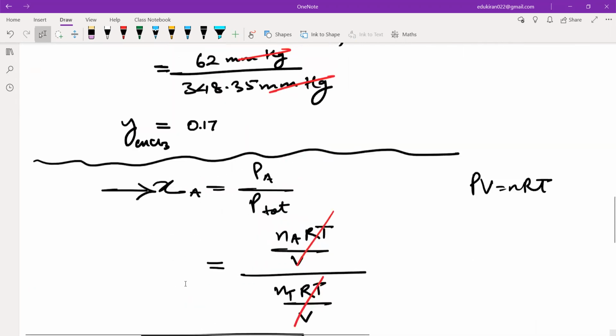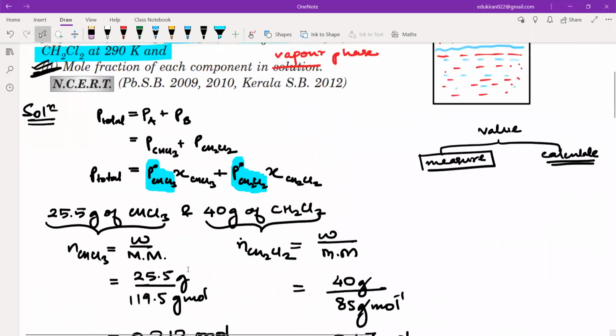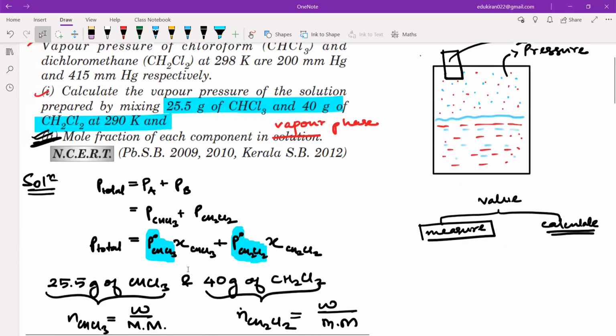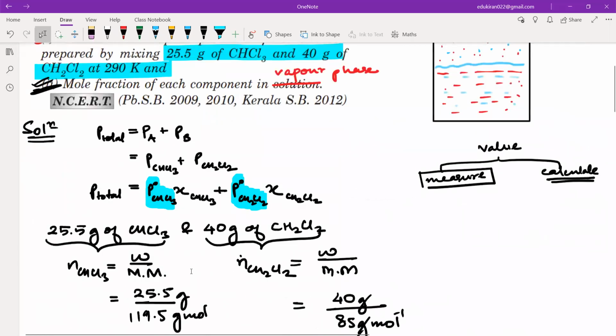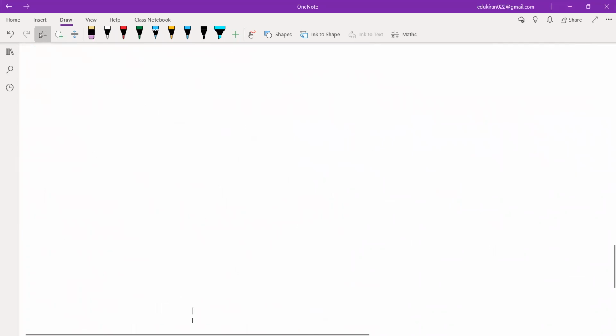Now, we have done one question here. We have also done one question there. What else is remaining? Okay, so Raoult's law is almost done. Now we are moving to a different topic that is very important, which is ideal solutions. After Raoult's law, we have to understand things about ideal solutions. What is an ideal solution?